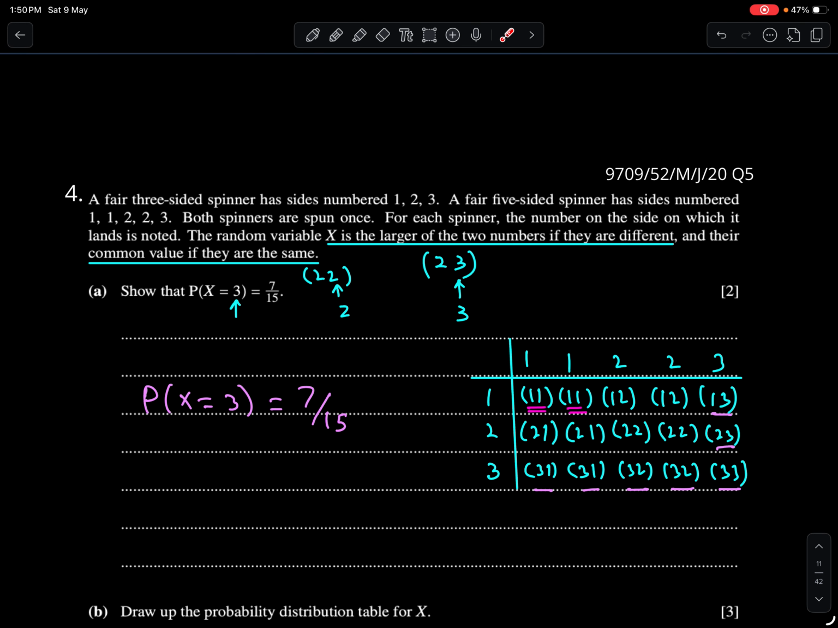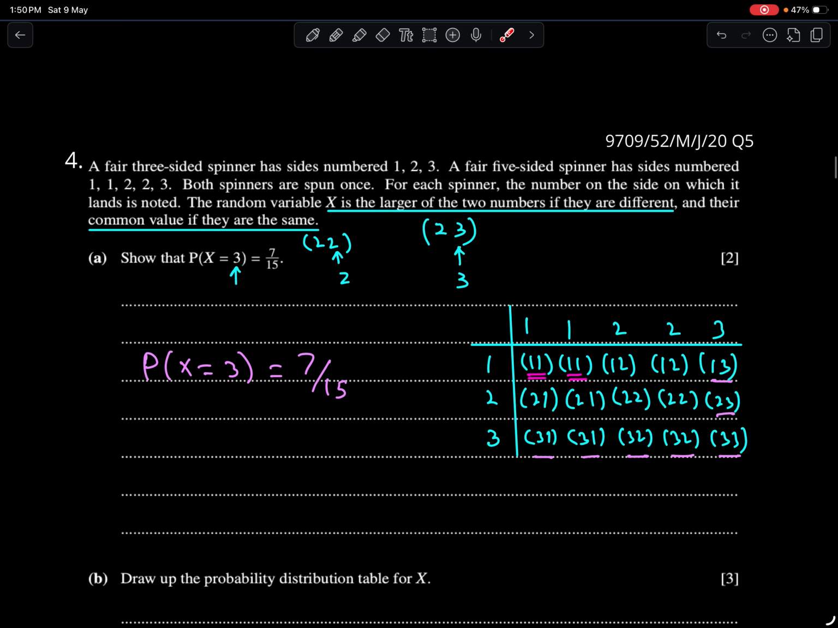Now possibility space. A fair 3-sided spinner has sides 1, 2, 3. A fair 5-sided spinner has sides numbered like this. Both spinners are spun once. For each spinner, the number on the side on which it lands is noted. See, I have made the possibility space diagram. All these numbers are here and these numbers are here. You can switch their places as well. The random variable X is the larger of the two numbers if they are different. See, if numbers are different, like here 3, 2, then X represents 3.